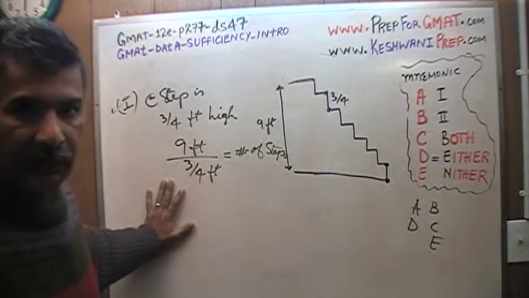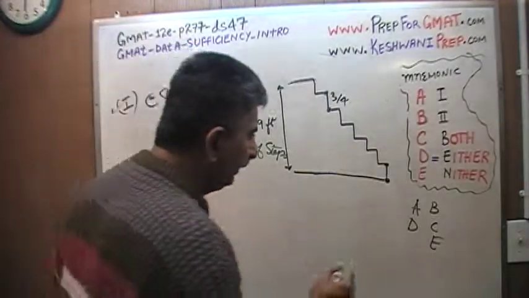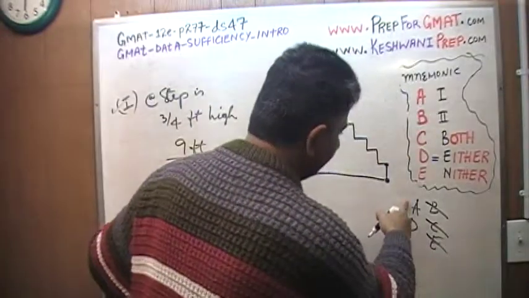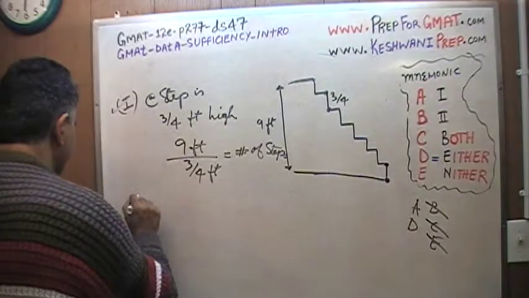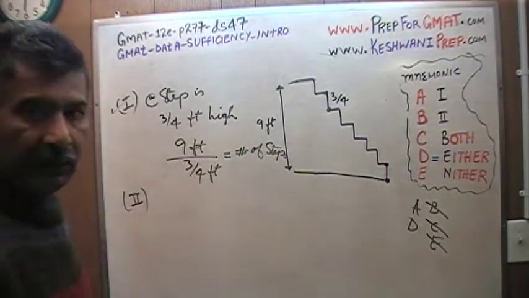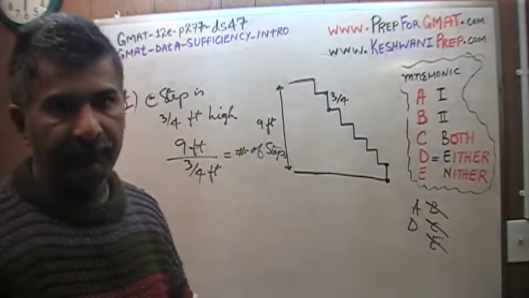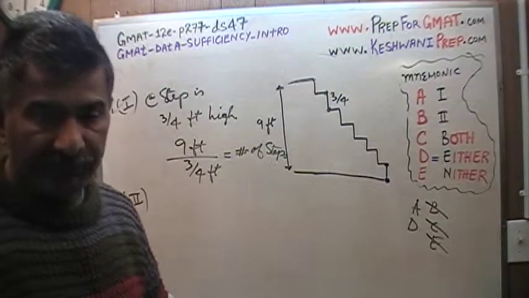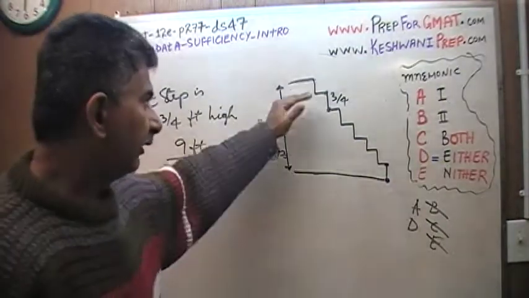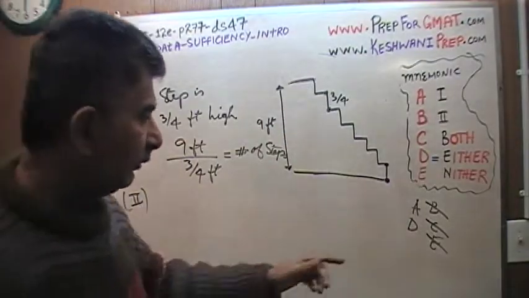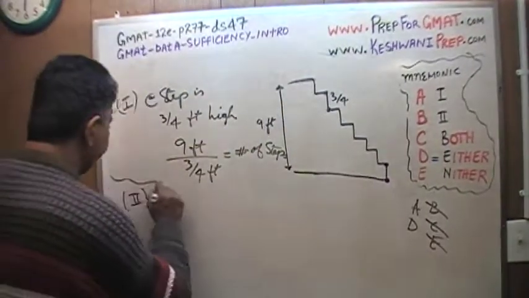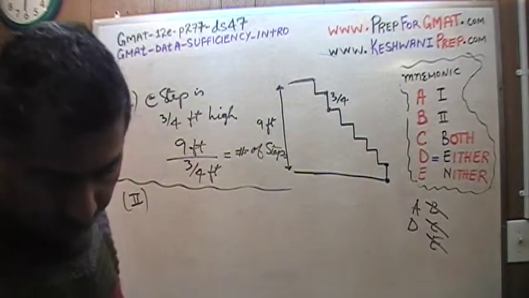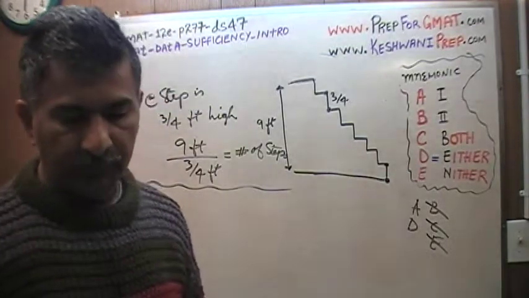That tells us that the correct answer, whatever it is, cannot be B, C, or E. It has to be either A or D. If it turns out that the second statement also provides enough information by itself to determine the number of steps that are required to go from first floor to second floor, then in that case the answer would be D. We'll see. Let's see if the second statement also provides sufficient data or not.